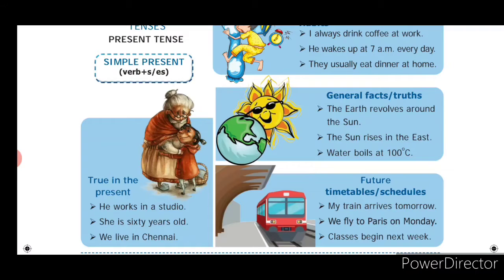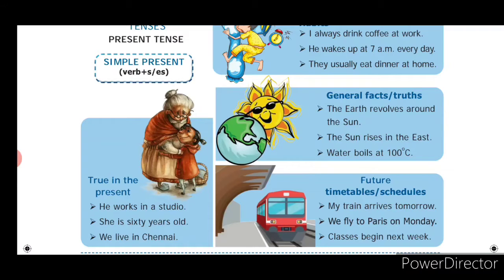Then future timetable schedule. My train arrives tomorrow. We fly to Paris on Monday. Classes begin next week. Okay, to talk about the future, that is to say about the future timetable, we will be using simple present tense.